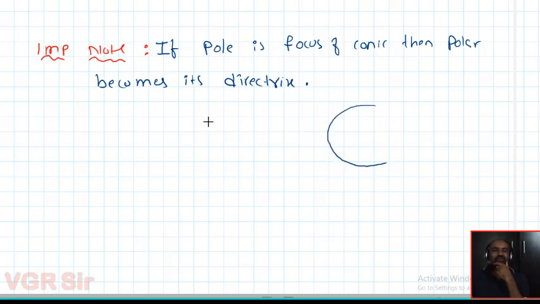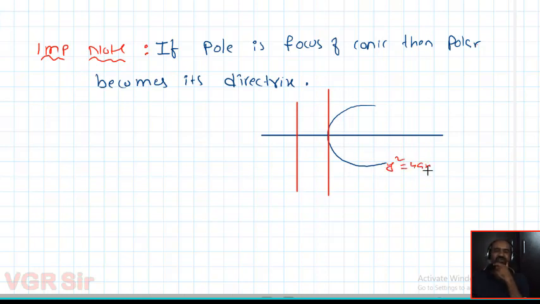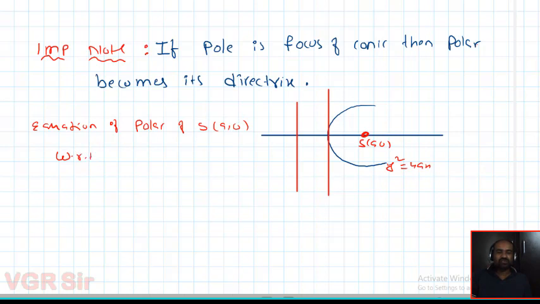parabola. By using a parabola, I will prove this. This is the axis, this is the tangent, this is the directrix. I want to use the standard parabola, y square equal to 4ax. Automatically, S becomes (a, 0). Now I want to find the equation of the polar of S, that is (a, 0), with respect to y square minus 4ax equal to 0.